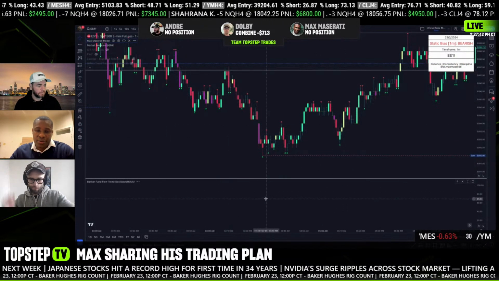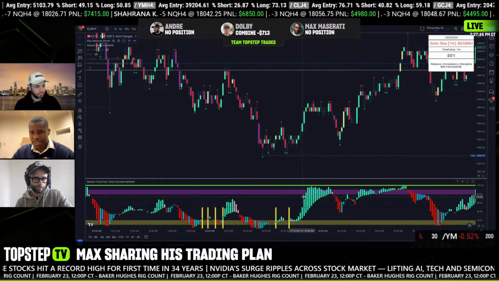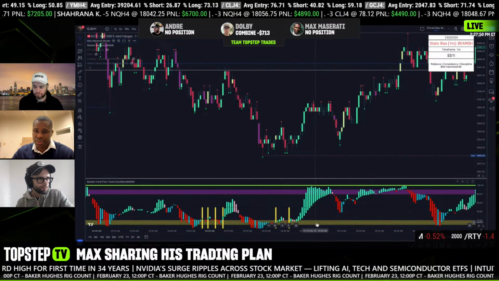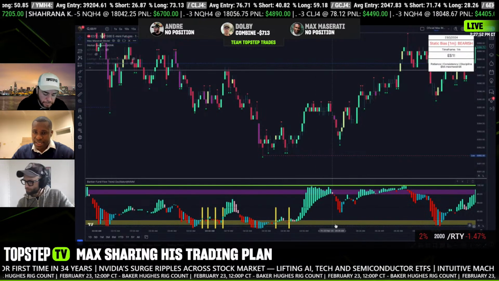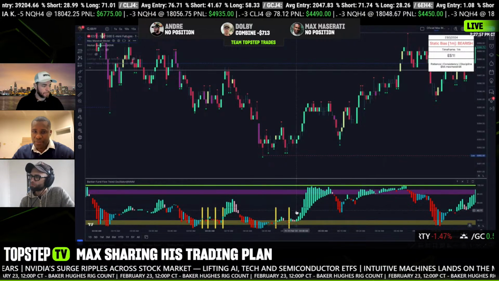I use this indicator called Banker Fund Flow, and it showed me exactly when price is coming from discount. So this is discount here, and this is extreme discount down here. This is premium. This is extreme premium.